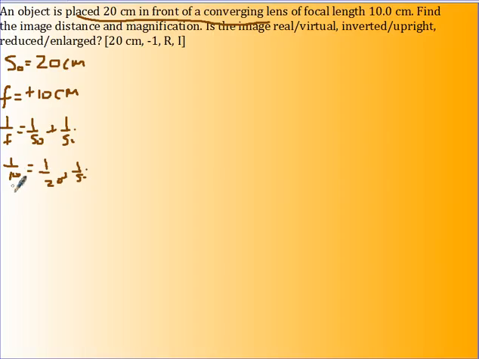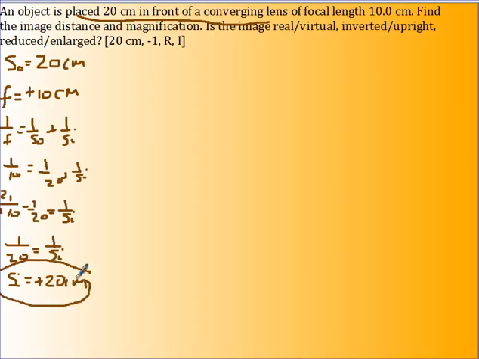And when you solve this, you get 1 over 10 minus 1 over 20 is 1 over SI. Now I'm just going to get a least common denominator here, and that's 20. So let's see, I multiply this by 2 over 2. So 2 minus 1 is 1 divided by 20 is 1 over SI. So my image distance is positive 20 centimeters.